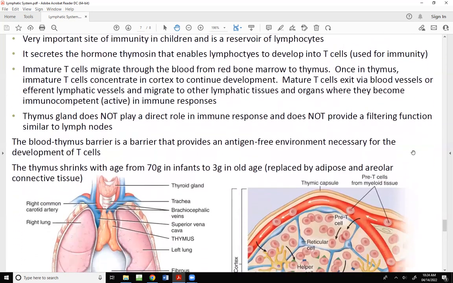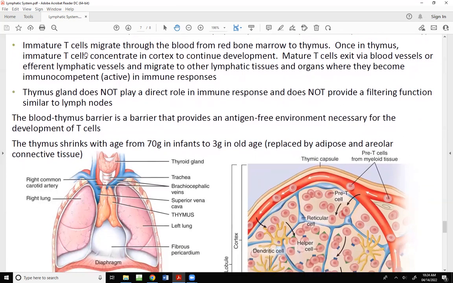We can describe the thymus as a whole as a very important site of immunity in children and as a reservoir of lymphocytes. We have talked about it before, and that's because it releases various hormones, which includes thymosin, that enable the lymphocytes to develop into mature T cells to be used for immunity.